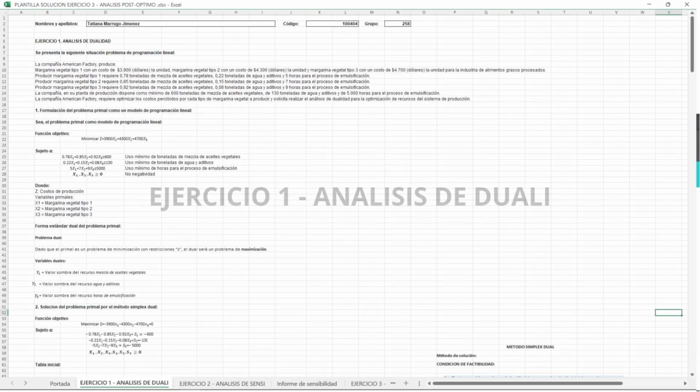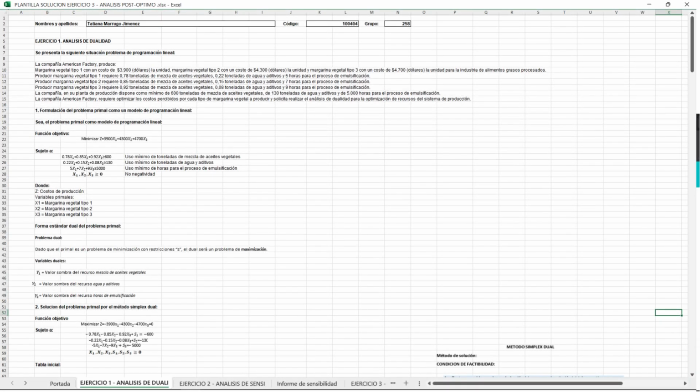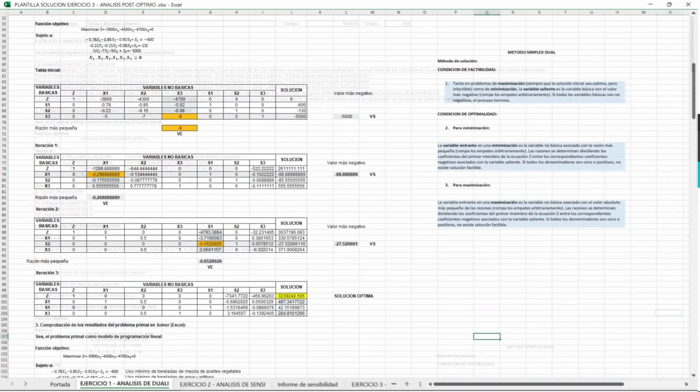Ejercicio 1, Análisis Dual, Exercise 1, Dual Analysis. In this first exercise, we start from the primal model that minimizes the production costs of 3 types of alloy steel, Type 1, Type 2, and Type 3, subject to usage constraints such as tons of steel, normalized heat treatment hours, and annealed heat treatment hours.